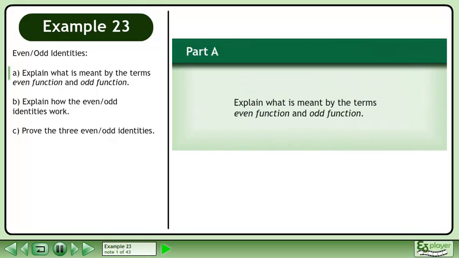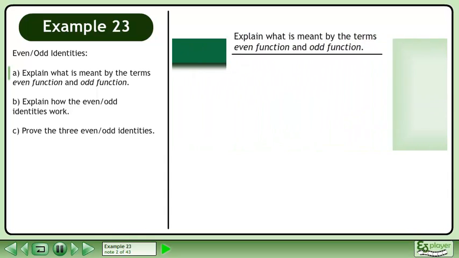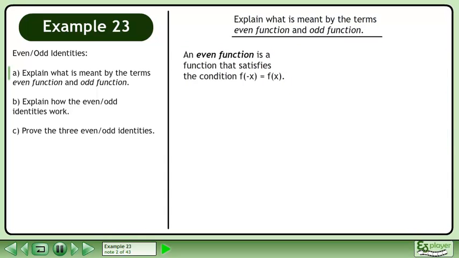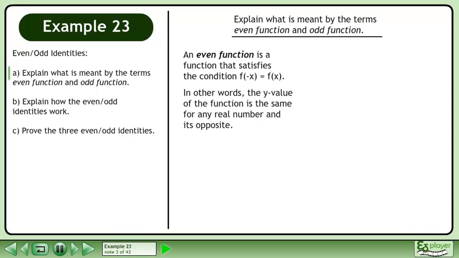In this example, we will learn about the even and odd identities. In Part A, explain what is meant by the terms even function and odd function. An even function is a function that satisfies the condition f of negative x equals f of x. In other words, the y value of the function is the same for any real number and its opposite.